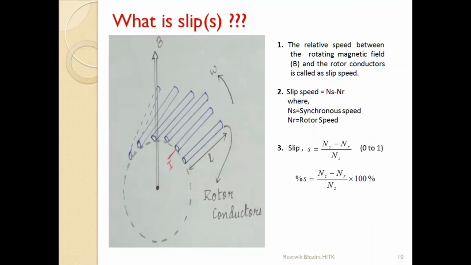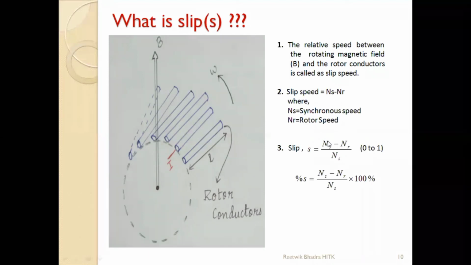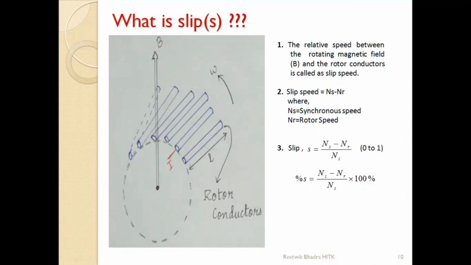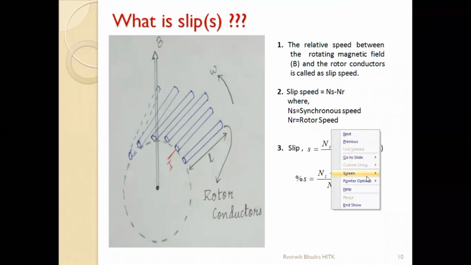Now, slip is generally expressed as a ratio, as a dimensionless quantity. This relative speed has a dimension of RPM, but in order to make it simple, we make it a ratio, a dimensionless quantity, divided by Ns. Like when you calculate voltage regulation, no load minus full load by no load. Slip, think it's similar over here also. Slip is Ns minus Nr by Ns.